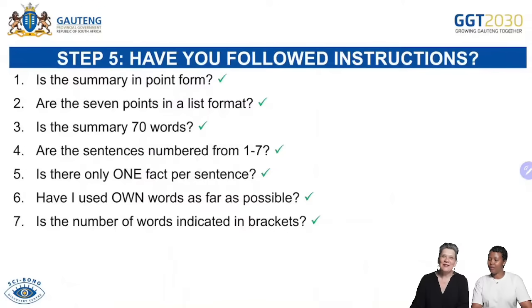So what we did here is we just changed it into questions. Is my summary in point form? Tick. Are there 7 points in a list format? Tick. Is the summary 70 words? Tick. Are the sentences numbered from 1 to 7? Tick. Is there only one fact per sentence? Tick. So let's just stop here. What happens if there is more than one fact? Unfortunately, we will mark the first one. And if the first one is incorrect, unfortunately, we don't even look at the second one. So that's why you have to stick to one fact per sentence.